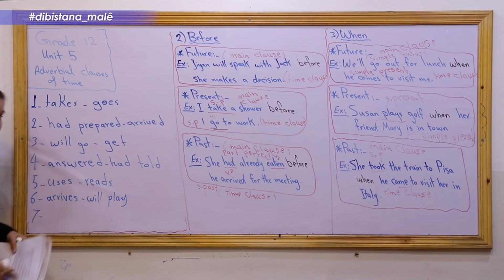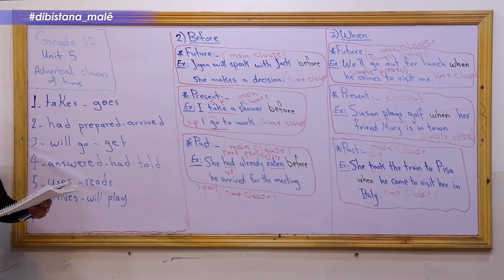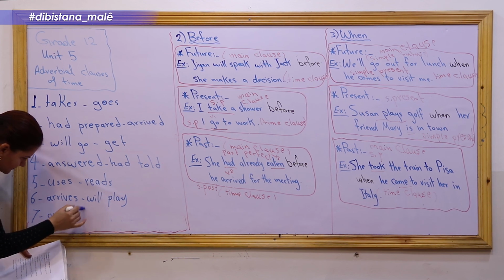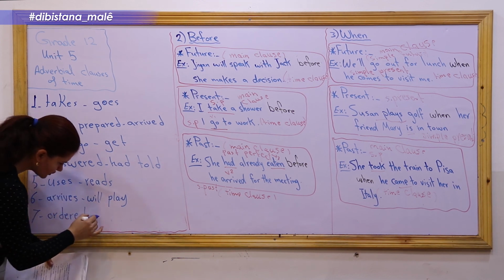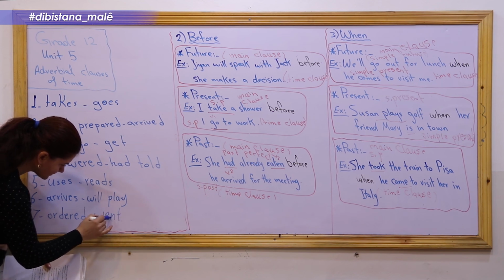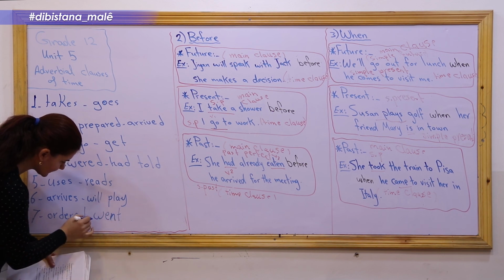Now we have the last one, number 7: She ordered a hamburger when she go to a restaurant with me last week. We have when, and the main clause and the time clause should both be in the simple past. Order becomes ordered. And the time clause should again be in the simple past: go becomes went.